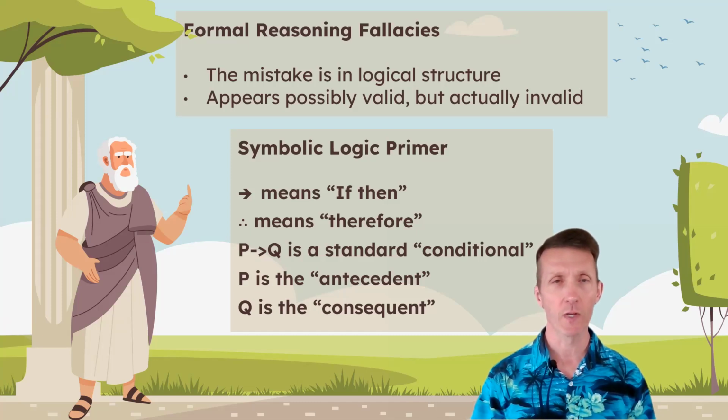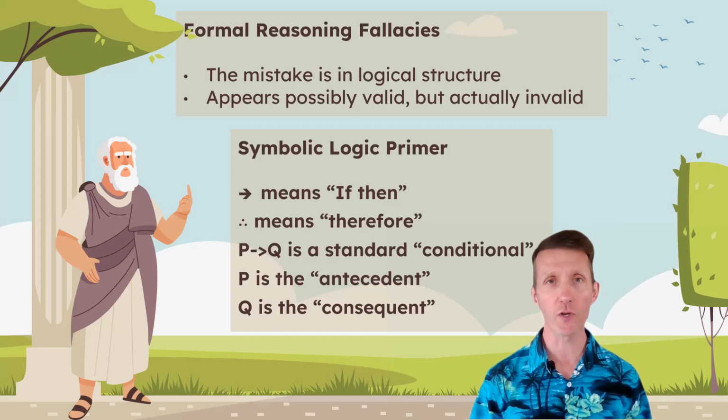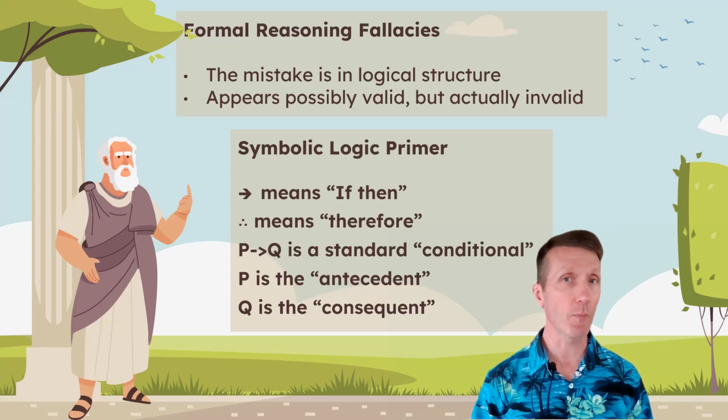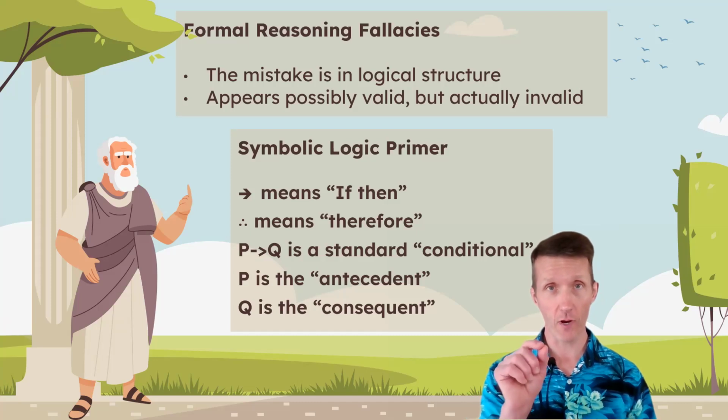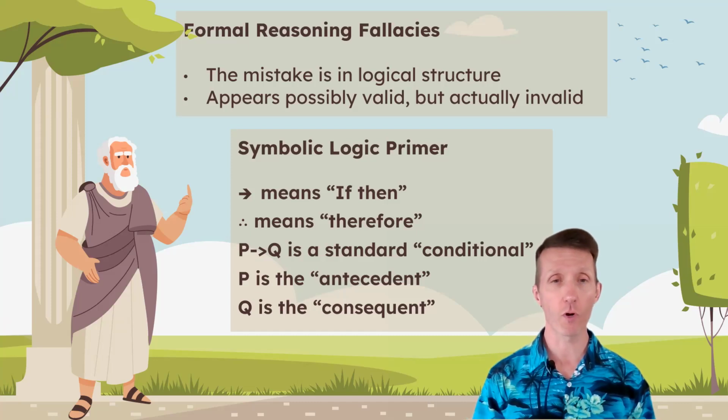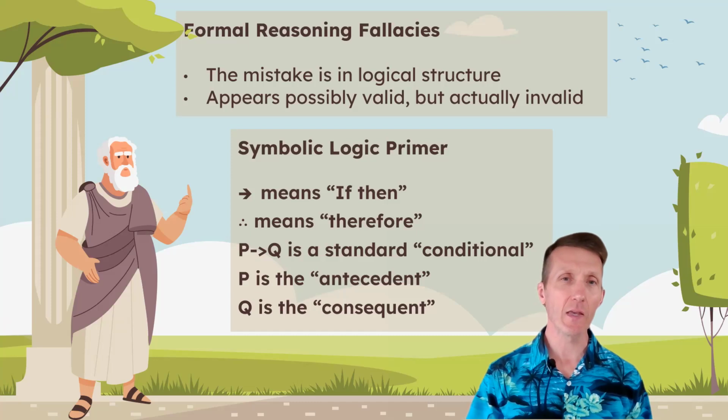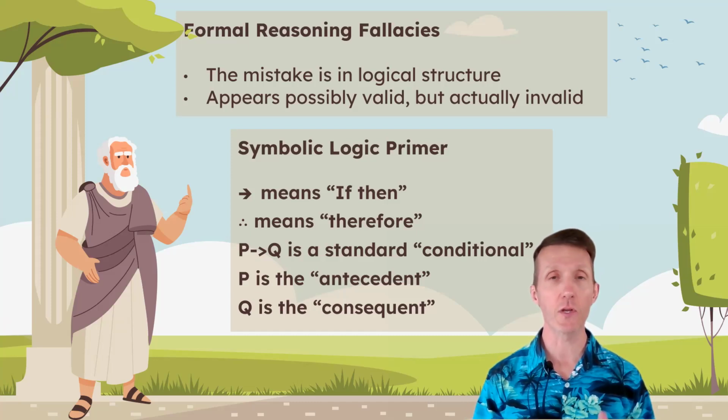And in the case of formal reasoning fallacies, the mistake is in the logical structure. It appears to be possibly valid, but it's actually invalid. And here's a primer in symbolic logic that we'll need later in the semester. That little arrow means if-then. That little three dots means therefore. If you ever see P and then that little arrow and a Q, it's a standard conditional. It means if P, then Q.